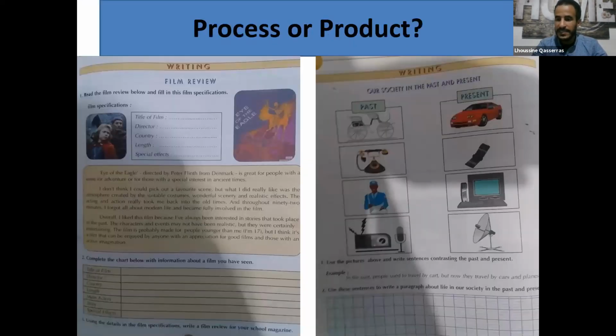Look here, this is a Moroccan textbook. And now we are going to move to two types of writing: writing as a process or writing as a product. My question, look here, film review, and the second one is our society in the past and present. Which one is process and which one is writing as a product? What do you think?